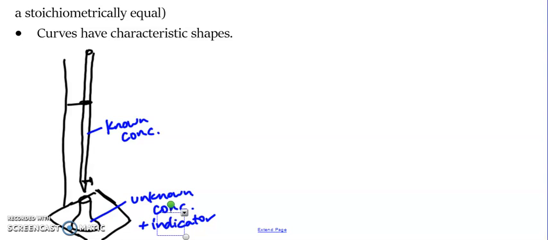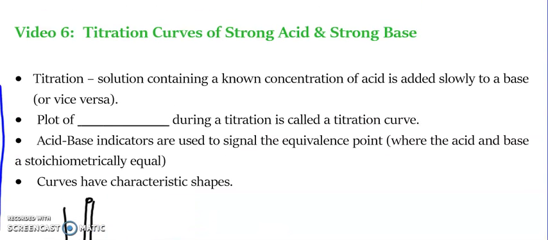So let's go back up to the notes here. This curve is where we can tell our equivalence point, which is how we can calculate our unknown concentration of the acid or base, whichever one it is. You do a plot of your pH versus the volume during a titration. That's what the curve is. We use an acid-base indicator to signal the equivalence point. It'll just change color at a certain pH. And curves typically have very characteristic shapes, which you'll see in a second.